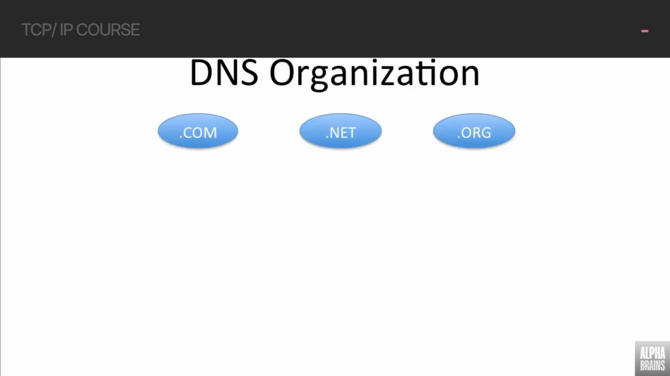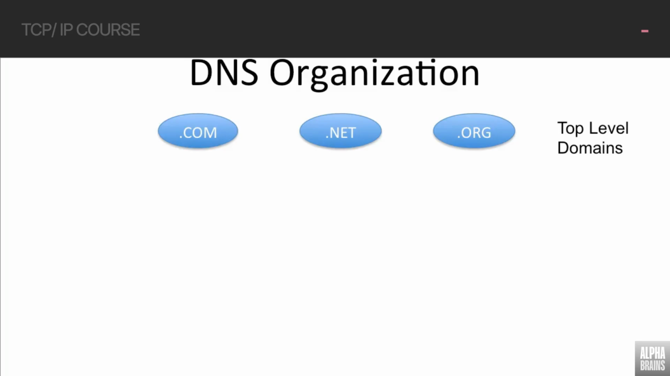DNS uses a hierarchy. The hierarchy is really sort of a tree structure. What we've got here is a sample of what we call top-level domains, or TLDs. These are some of the early ones. We've got .com and .net and .org. Of course, there are a whole lot of others. There are country codes, for example, .us would be the United States, .uk would be the United Kingdom. All of the different countries around the world have their own country codes, and those are top-level domains as well.